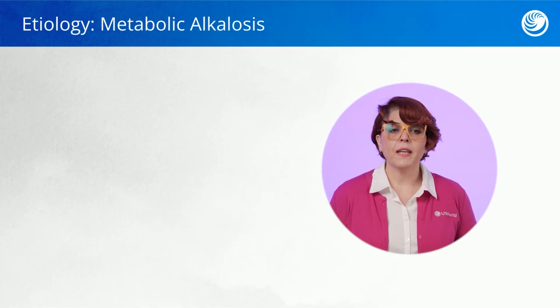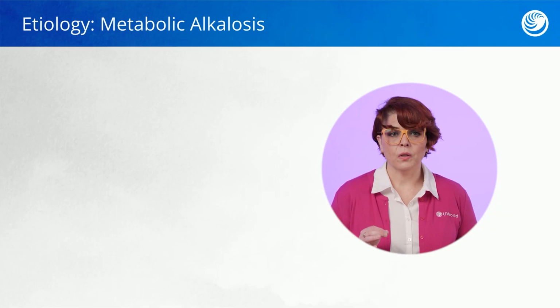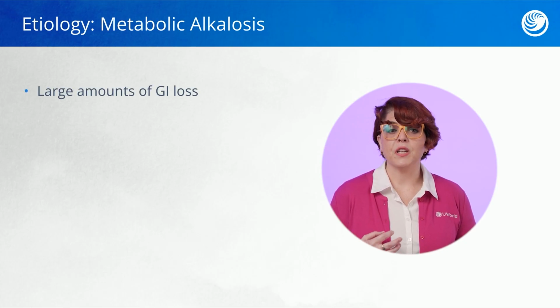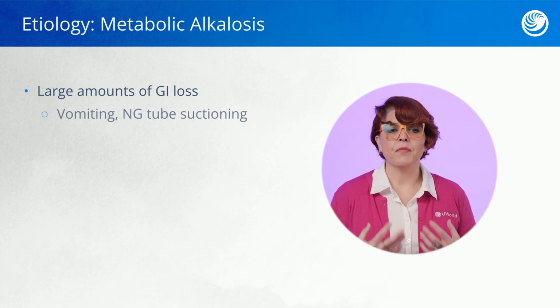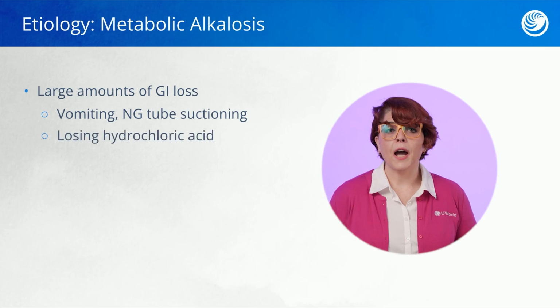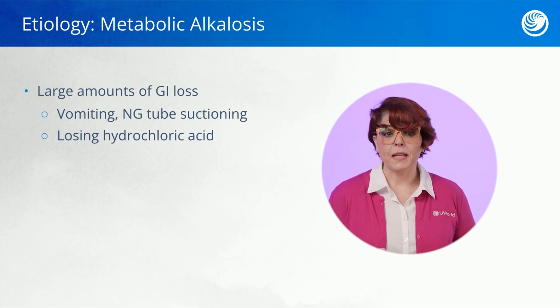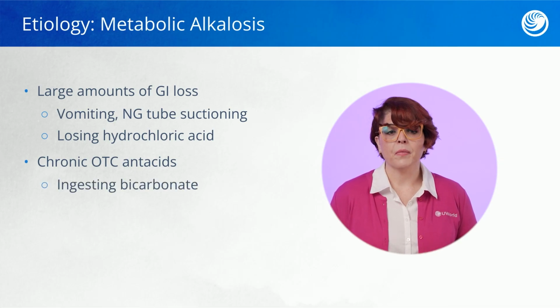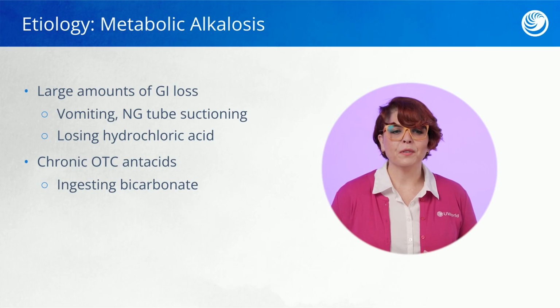Now let's talk about the etiology of metabolic alkalosis. So this is when our kidneys have a lot of base. Now this can be from large amounts of GI loss, so I'm thinking I vomited. Your patient has NG tube suctioning, and they're losing hydrochloric acid out of their stomach, causing them to become more base. Your patients can also ingest base, which is basically just antacids. They're actually ingesting bicarbonate.